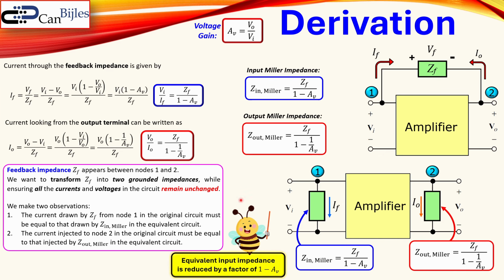Again, as our observation, we see that our equivalent input impedance is actually reduced by a factor 1 minus AV. So if the voltage gain is large, we can create a very small impedance here between these two nodes, which is an interesting result.